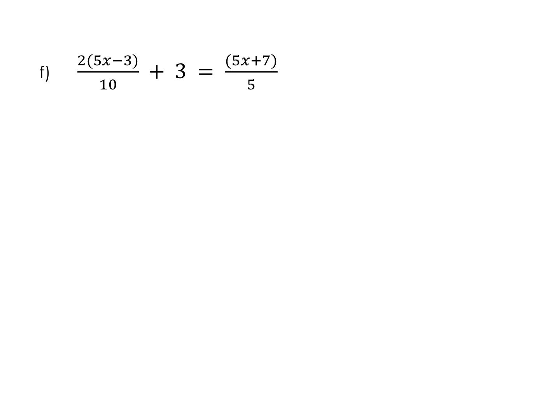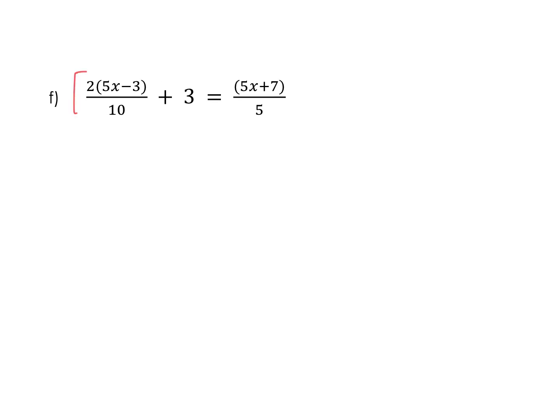With this one, we're going to multiply by our least common multiple. So this is 3 over 1. So what is my LCM? 10. So my least common multiple is 10. So I'm going to multiply by 10, which cancels this 10, right? So I just have 2 times 5x minus 3. Nothing changes there. I do 3 times 10, which is 30.